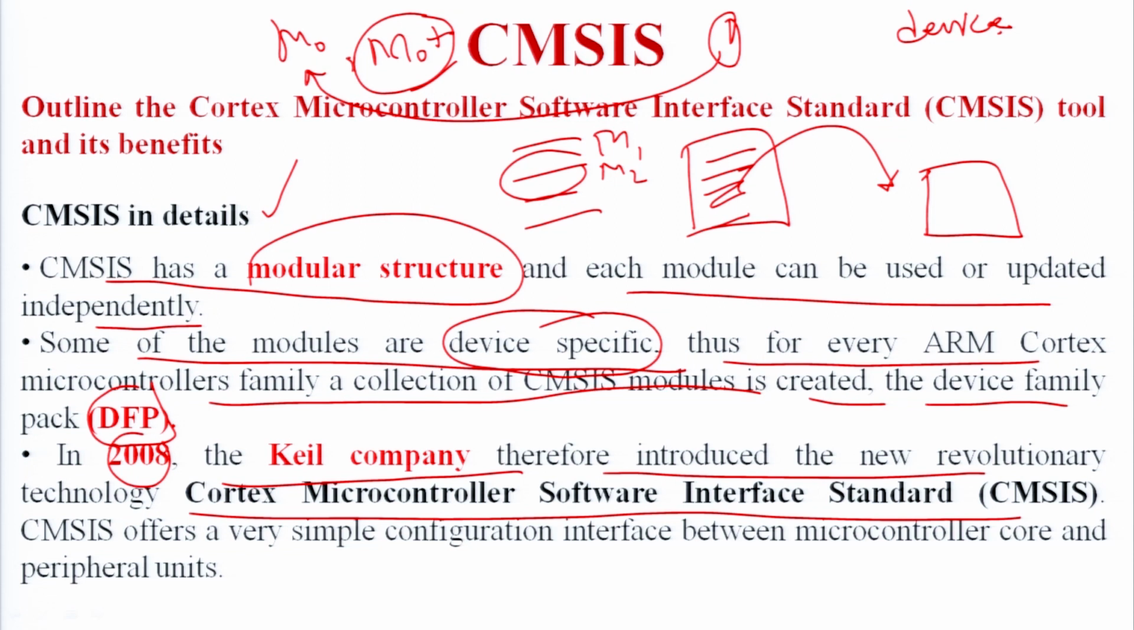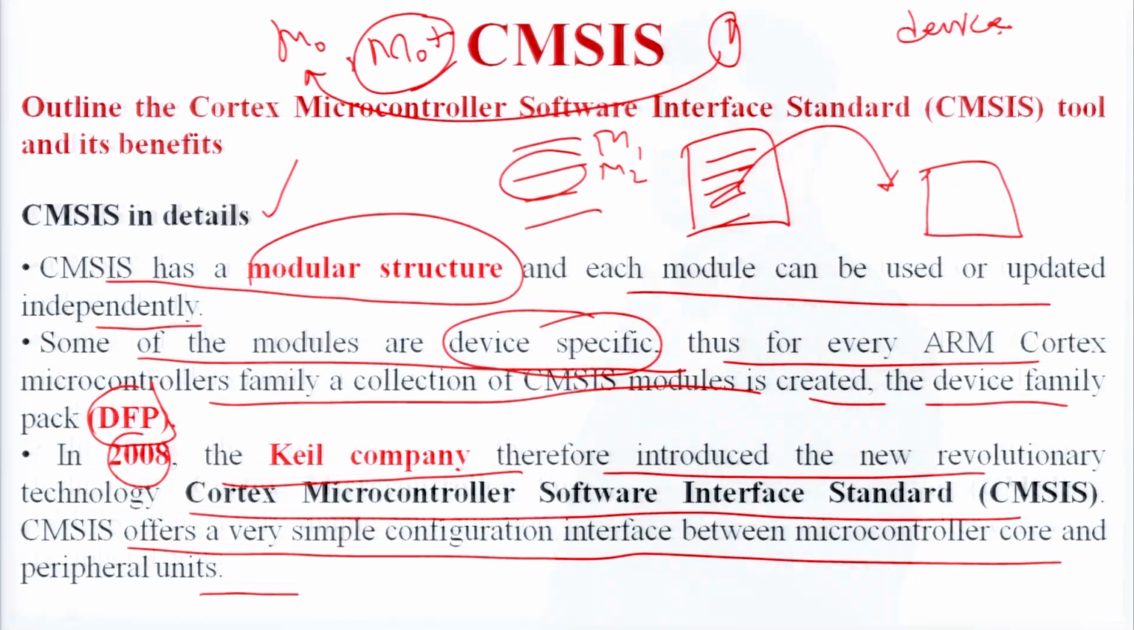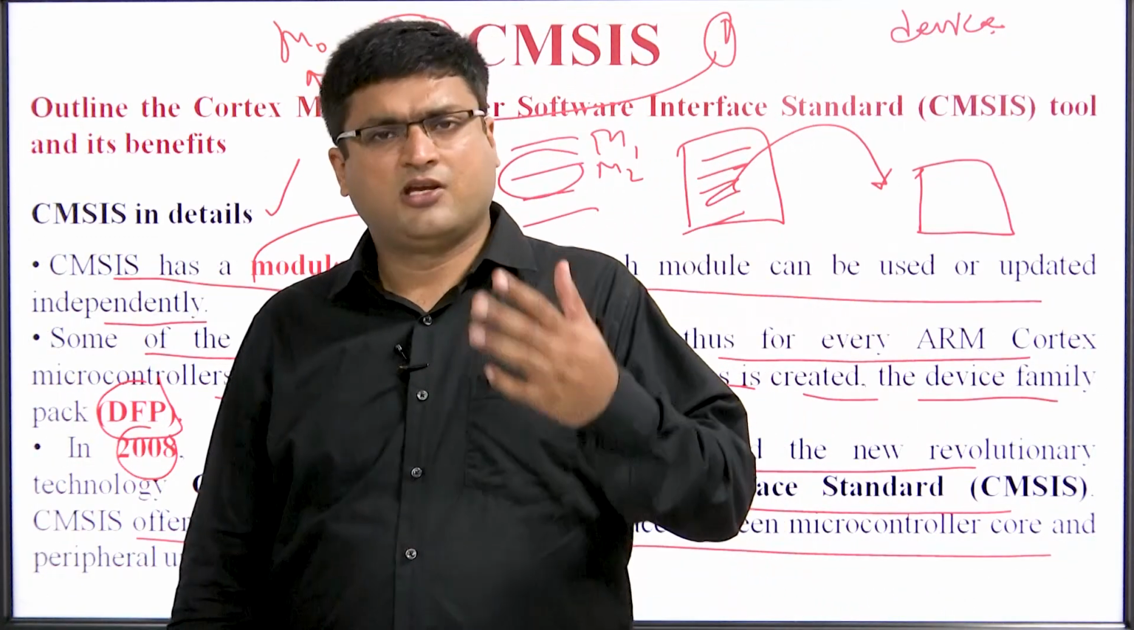CMSIS offers a very simple configuration interface between microcontroller code and peripheral units. So it is easy to use. It provides very simple solutions to the users.